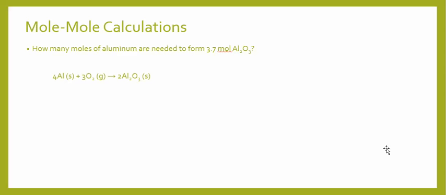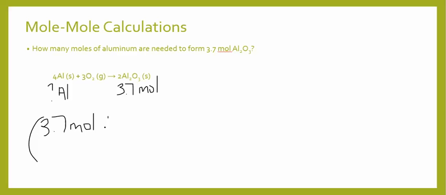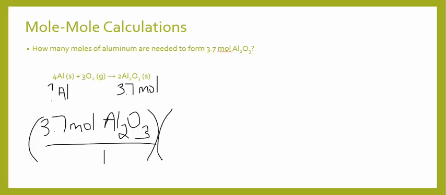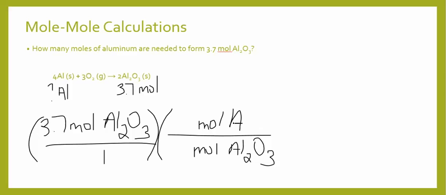So let's look first of all at mole to mole calculations. How many moles of aluminum are needed to form 3.7 moles of Al2O3? So we have 3.7 moles over here. I want to know how many moles of aluminum I need. I'm going to start with the number I'm given, so 3.7 moles. Write your units, Al2O3. Since I'm already in moles, I can go from moles of aluminum oxide back to what I'm looking for, which is aluminum.